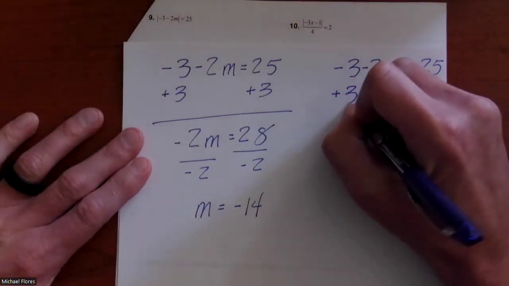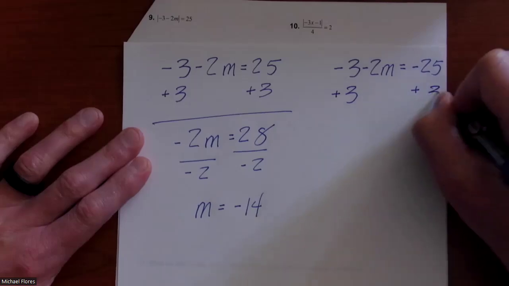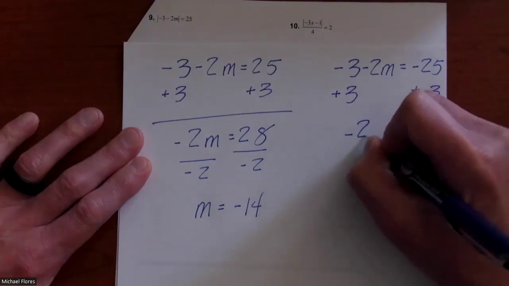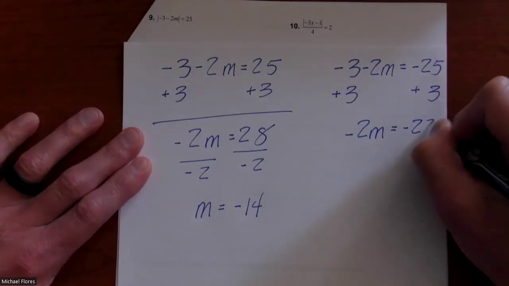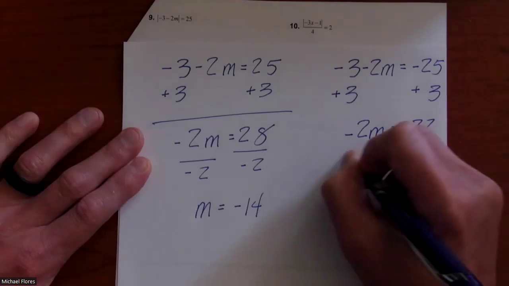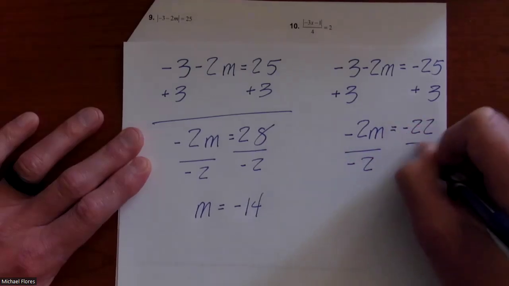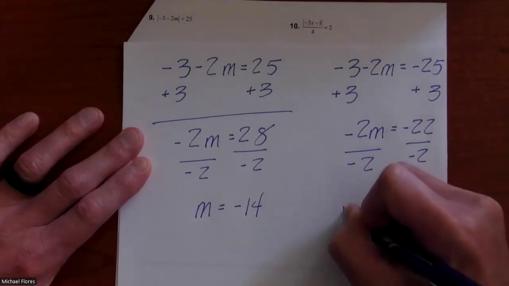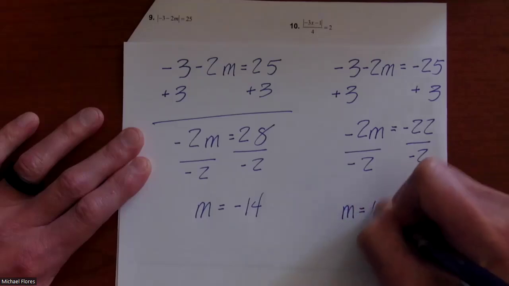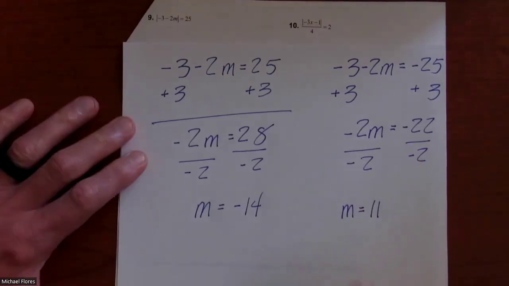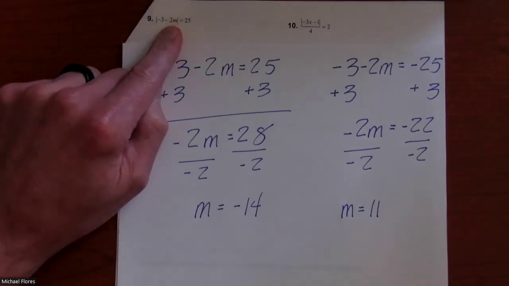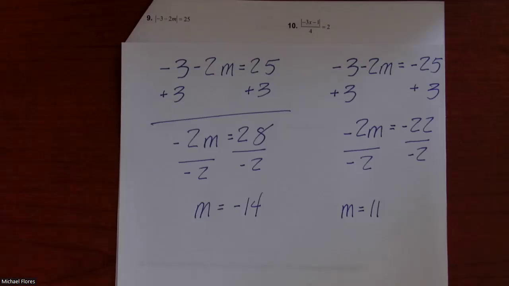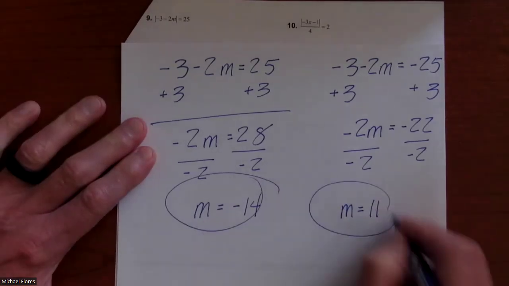Let's add 3 to both sides. Let's now divide both sides by negative 2. M equals positive 11. Now you would then want to take these solutions individually, plug them in there for M, and see if they produce a result where the absolute value is 25. And both of these would work.